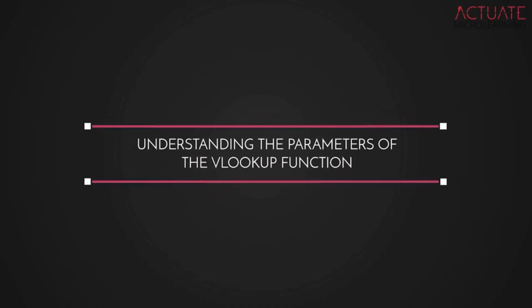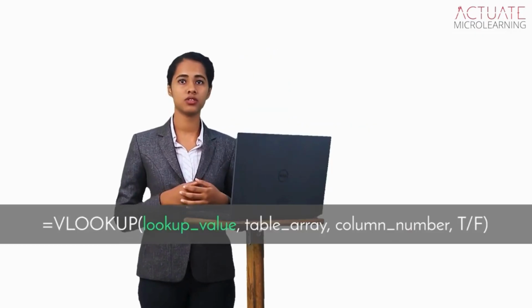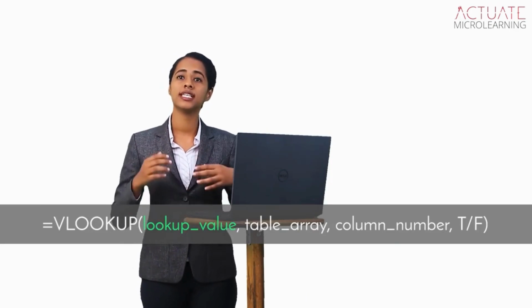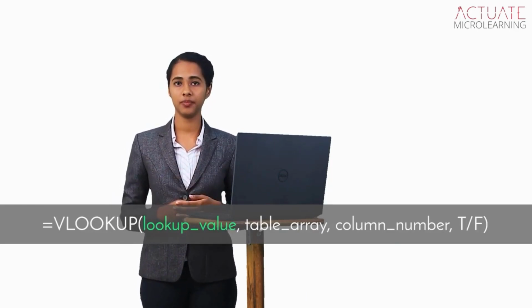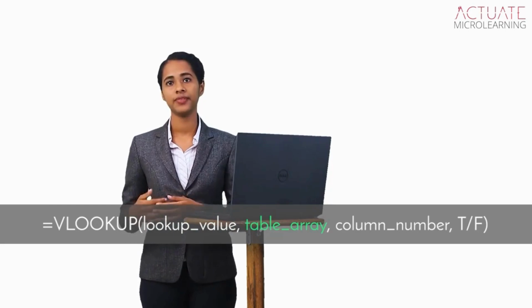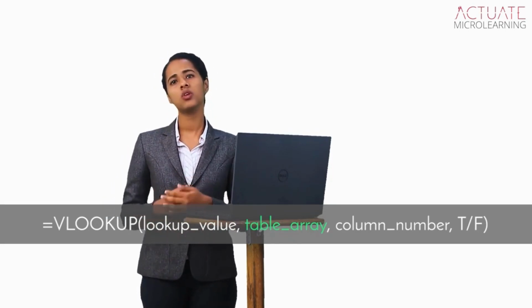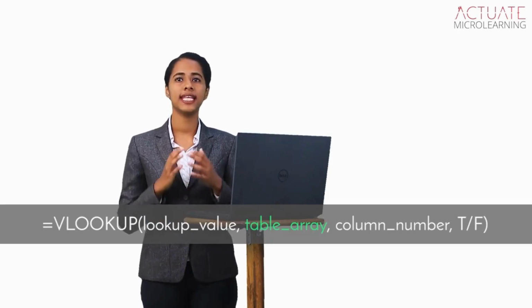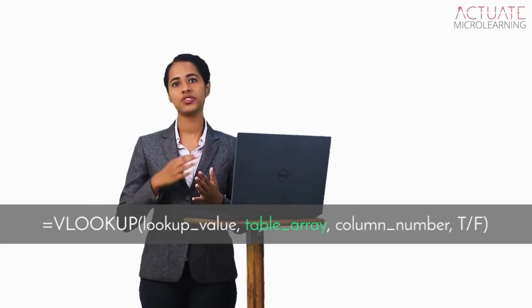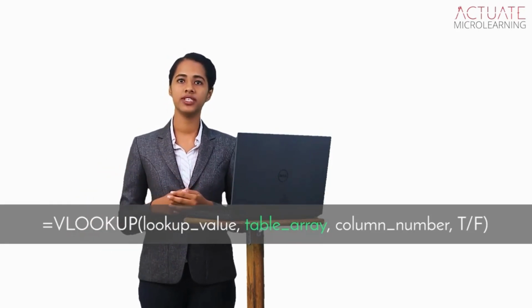Understanding the parameters of the VLOOKUP function. The VLOOKUP function is written as we can see here, where lookup_value is the value that we need to find in the table array. Table_array is the range within which we want to look for the lookup value. The lookup value should always lie in the first column due to the left to right search method of the VLOOKUP function.